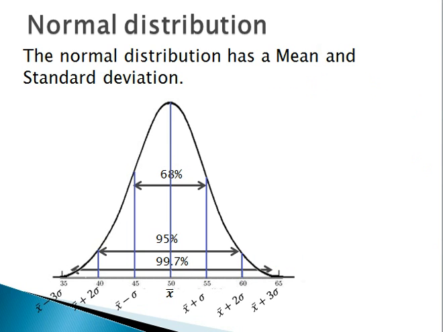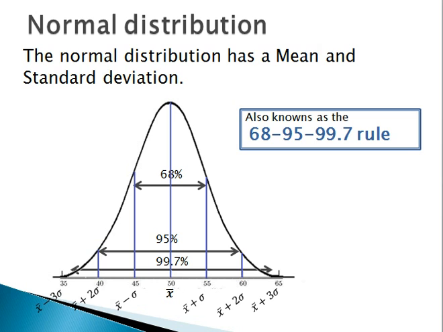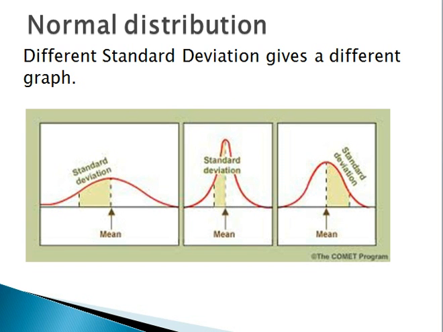Then the third one that we have is 99.7%, which is in between the mean plus 3 times the standard deviation, and the mean minus 3 times the standard deviation. All right, so that's the 99.7. We also call this the 68, 95, 99.7 rule, because those are the 3 most important, most common values of percentages. Good to remember.